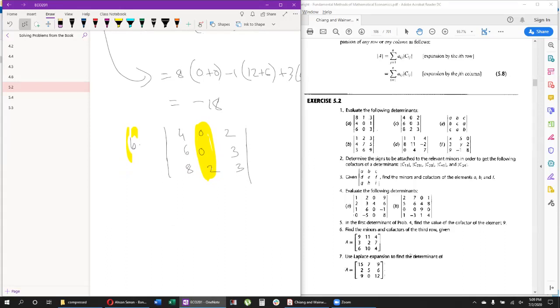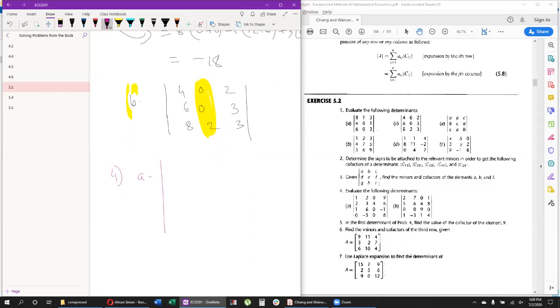Number 4. Okay, let's do number 4. I'll do A, and then you guys can do B. So we have a 4 by 4 matrix. We haven't looked at 4 by 4 matrices yet.